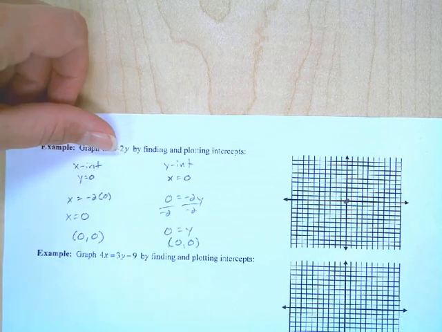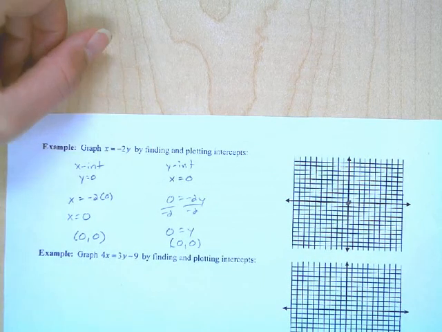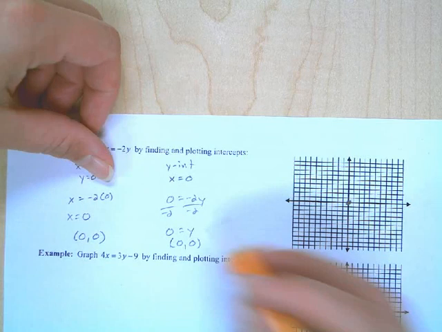Okay, so let's try another one. Graph 4x equals 3y minus 9 by finding and plotting intercepts. Okay, so here we go. Finding and plotting intercepts should be easy. For the x-intercept, plug in y equals 0. So we're going to use this equation right here, and we're going to plug in a 0 for y. So I've got 4x is equal to 3 times 0 minus 9.